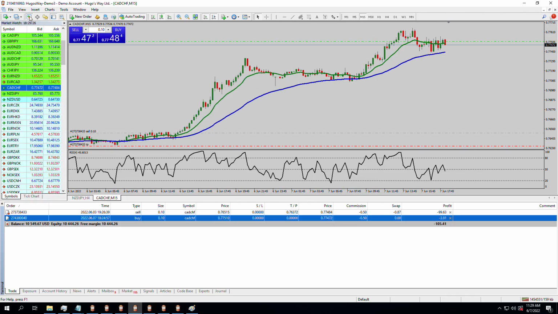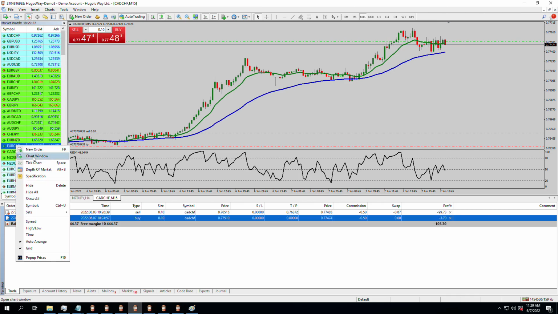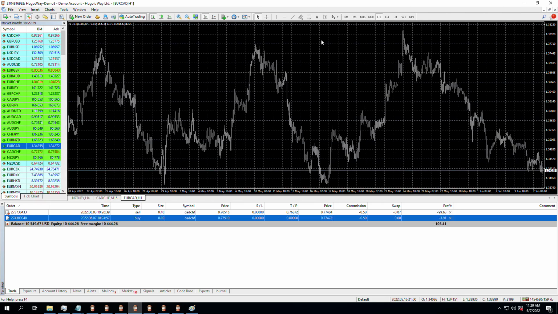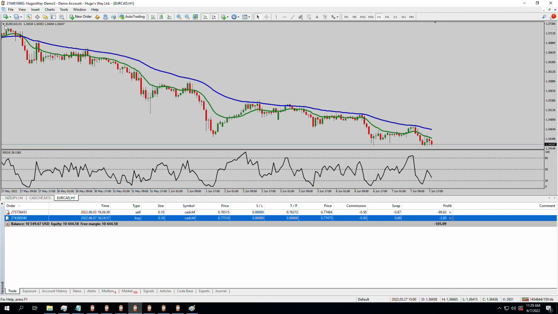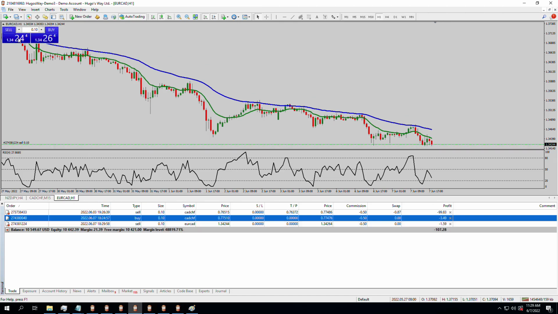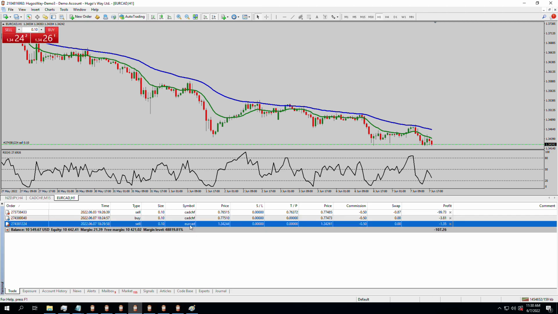I'm going to open up the market watch and look for EuroCAD. Here it is. I'll right click, go to the chart window, add my template, get rid of the market watch, drop down EuroCAD sell. I'm going to hit sell. We are now in a EuroCAD sell trade. You can see it right here.